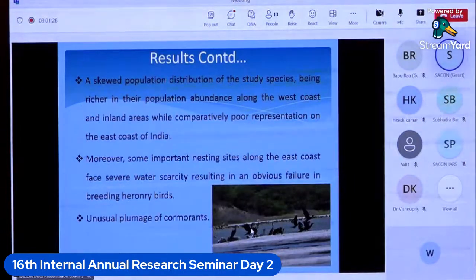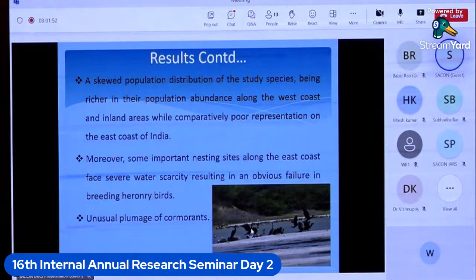And apart from these, what we observed is the skewed population distribution of the species. As somebody previously mentioned, in some parts of the year, a good number of cormorants aggregate. We also saw a similar pattern: a skewed population distribution of the species, richer in the west coast and inland areas compared to poorer species richness on the east coast of India. And there are a lot of other factors behind this.